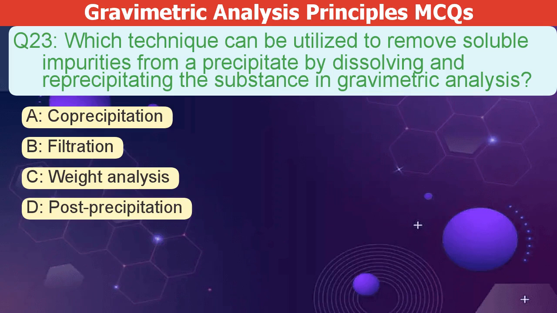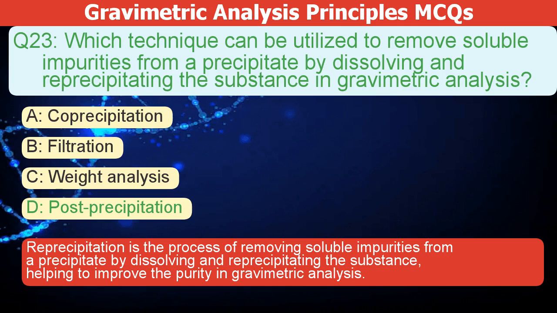Which technique can be utilized to remove soluble impurities from a precipitate by dissolving and reprecipitating the substance in gravimetric analysis? A. Co-precipitation. B. Filtration. C. Weight analysis. D. Post-precipitation.